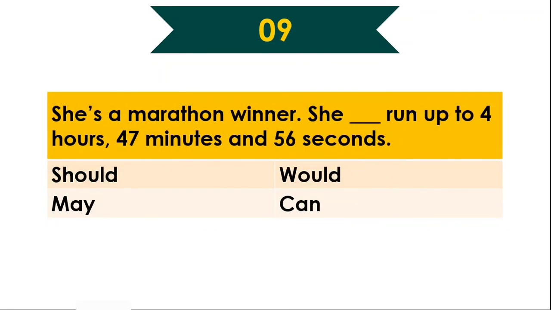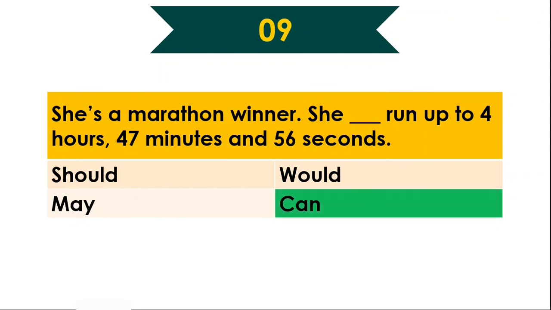And then we have: she is a marathon winner. She dash run up to 4 hours 47 minutes and 56 seconds. That's insane. She can, of course. That's the ability of her. She's a marathon winner. Okay, that's called: she can.